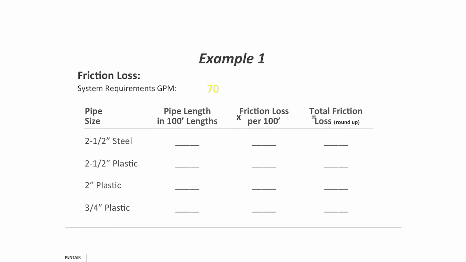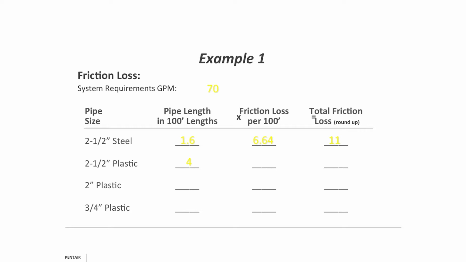Looking at 2.5-inch steel pipe, I have 160 feet of drop pipe. Divide that by 100. Why am I dividing by 100? Because that's what the chart I'm looking at is based upon, 100-foot lengths. And I get 1.6. I take the friction loss per that 100 per the chart I saw, and it came out to be 6.64. Multiplying by 2, I came up to 11 feet of loss, rounded up. The 2.5-inch plastic, that's going 400 feet.